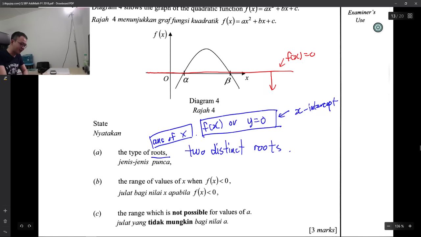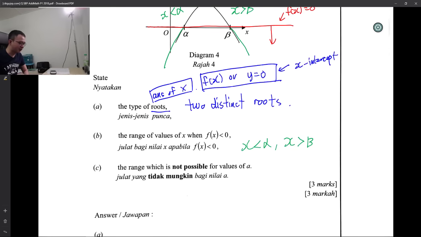So you can see the graph for f(x) less than 0, the beta value is going in this direction, the alpha value is going in this direction. So this one is called what? Beta. My x value must be bigger than beta. This one, my x value must be less than alpha. So therefore, x is less than alpha, x is bigger than beta. Right.